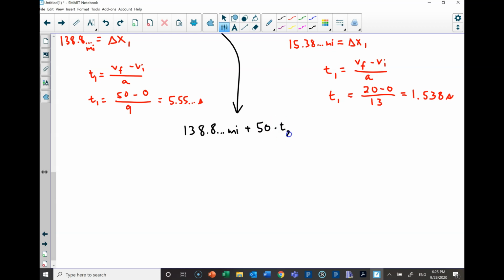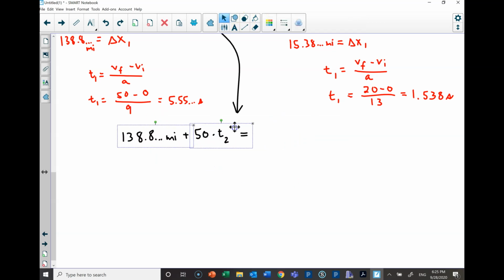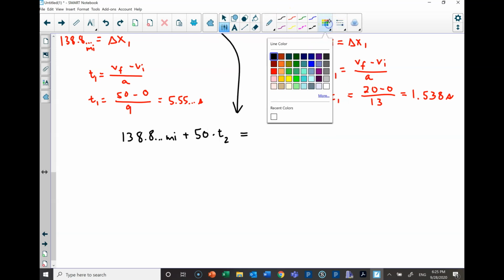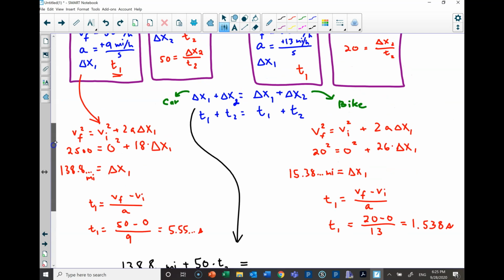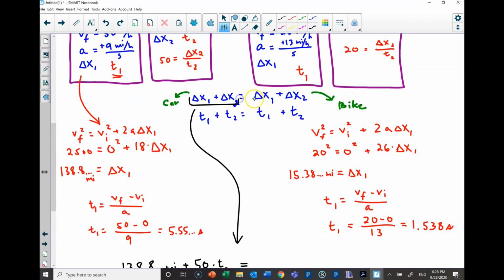And of course, t2 here is for the car. The other side, the right side, is for the bike. And we keep going. On the right, so we're done with the car. Now time to turn our attention to the bike and its values.